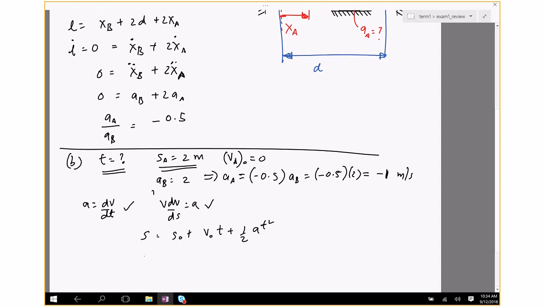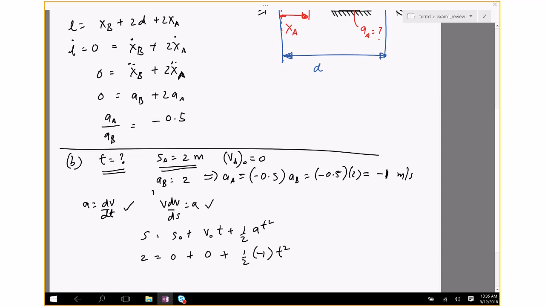So S is 2 meters equals S0 is 0 plus V0 is 0 plus half acceleration of A. In this case, I'm going to use the absolute value, let me use the value which as it is given, t square.